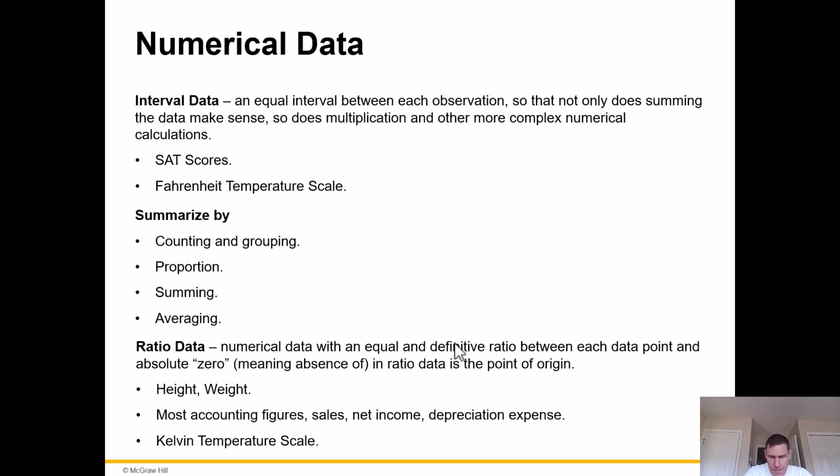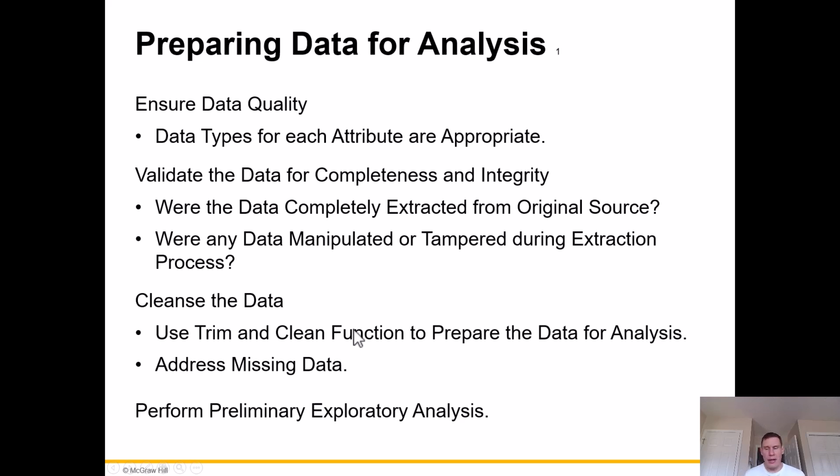Now, ratio data, this is numerical data with an equal and definitive ratio between each data point and an absolute zero, meaning an absence of whatever you're measuring. So like height and weight, right? If it's zero height, zero weight, then obviously there is no weight and there's no height, right? Most accounting figures, sales, net income, depreciation expense, would be good examples of ratio data, as would be the Kelvin temperature scale. But of course, the Fahrenheit and the Celsius scales would not be because 0 Fahrenheit, 0 Celsius, there's still temperature.